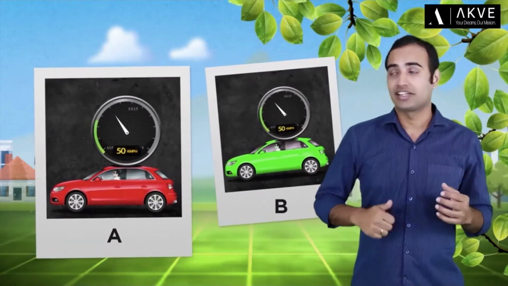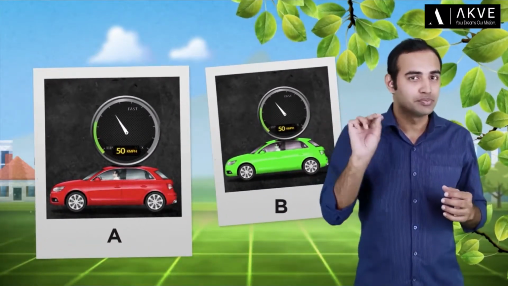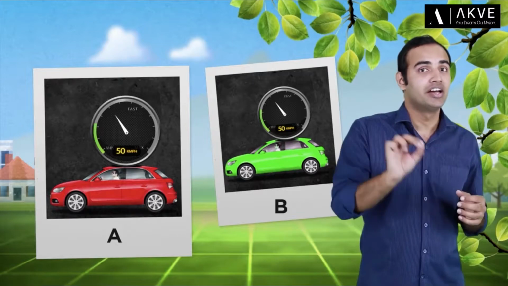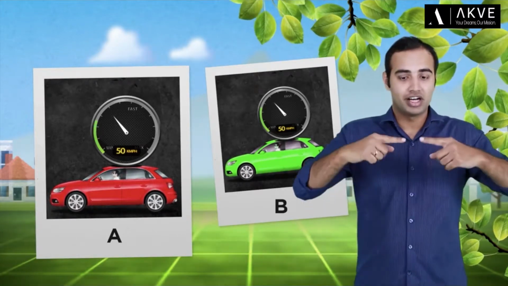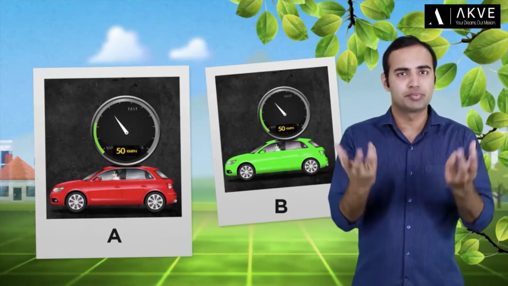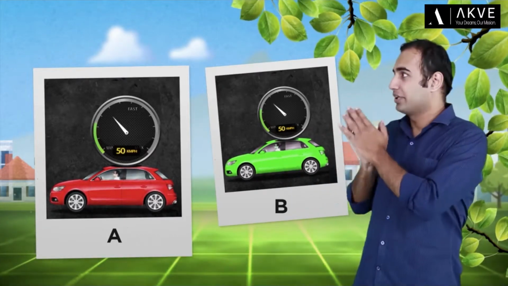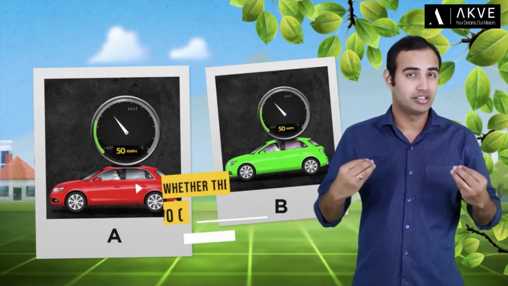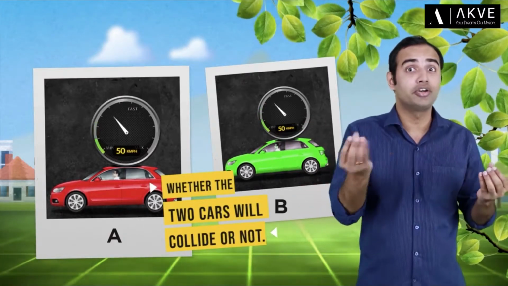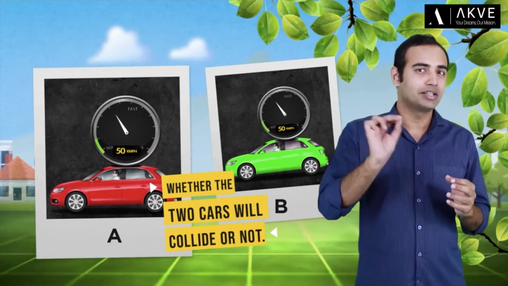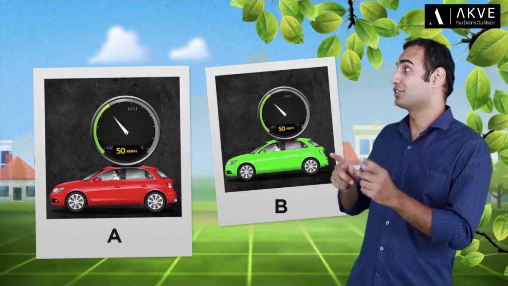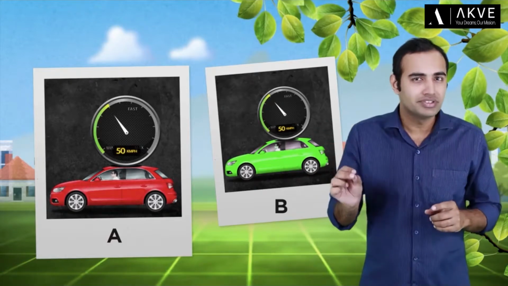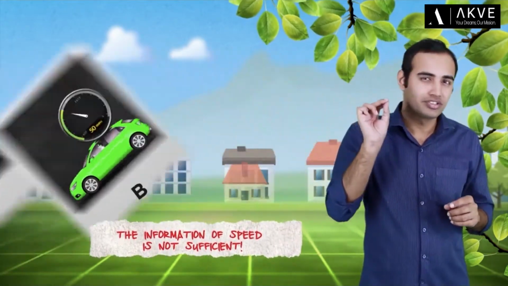Imagine two cars, A and B, traveling at the speed of 50 kilometers per hour along the same straight line. So here we have two cars traveling along the same straight line at the same speed. Now, based on this information, can you tell me whether the two cars will collide or not? Well, if you really think about it, you can't say with 100% certainty that the cars would indeed collide, because the information of speed is not sufficient.